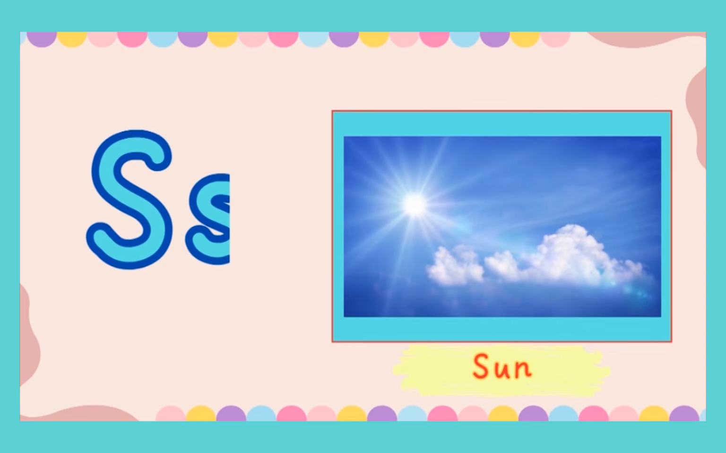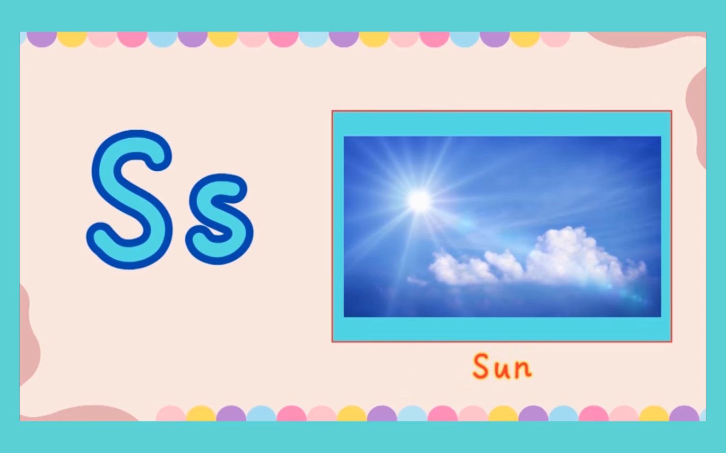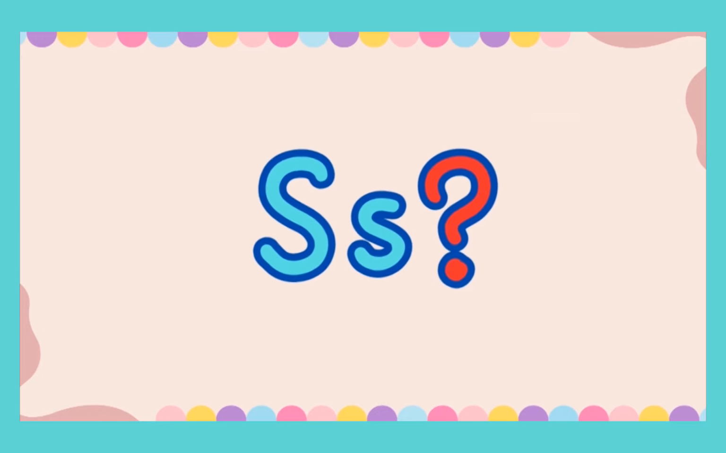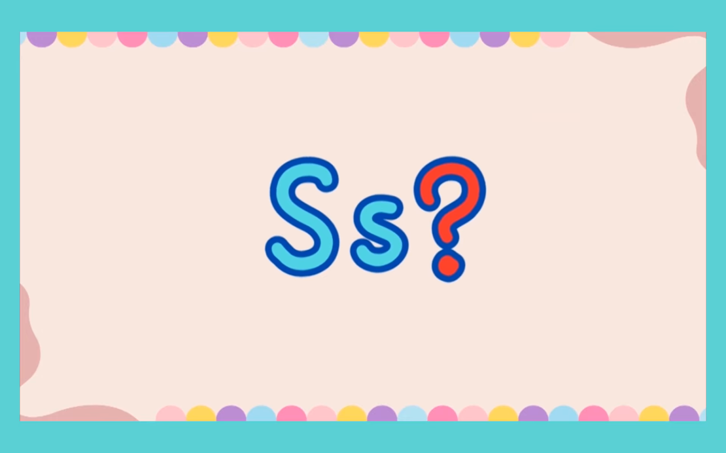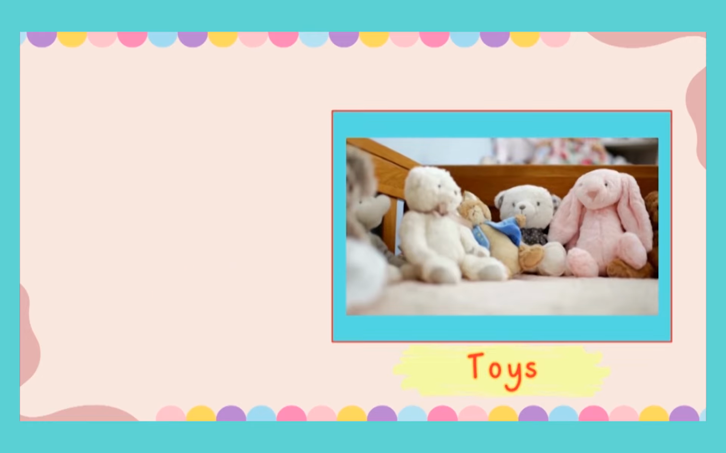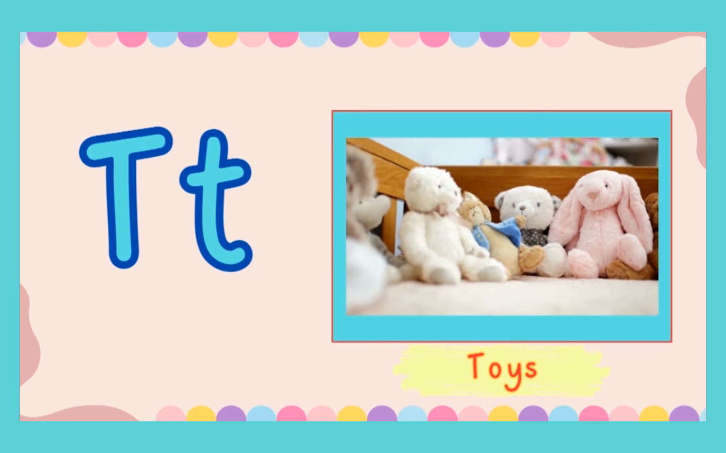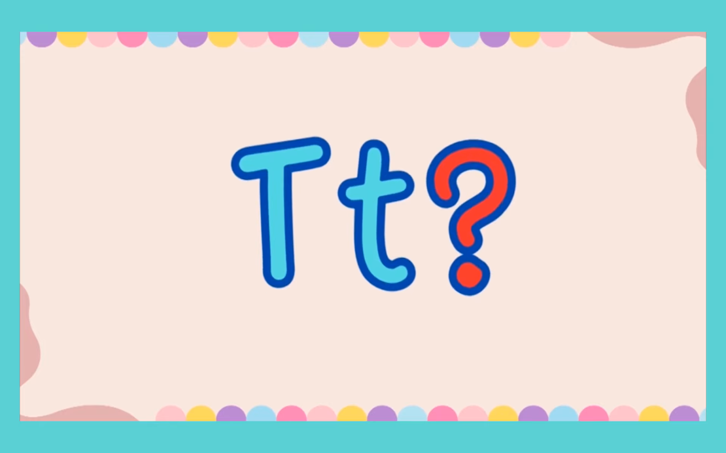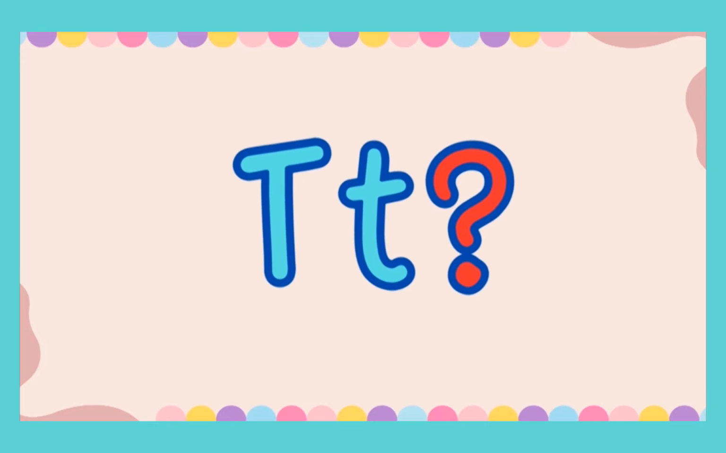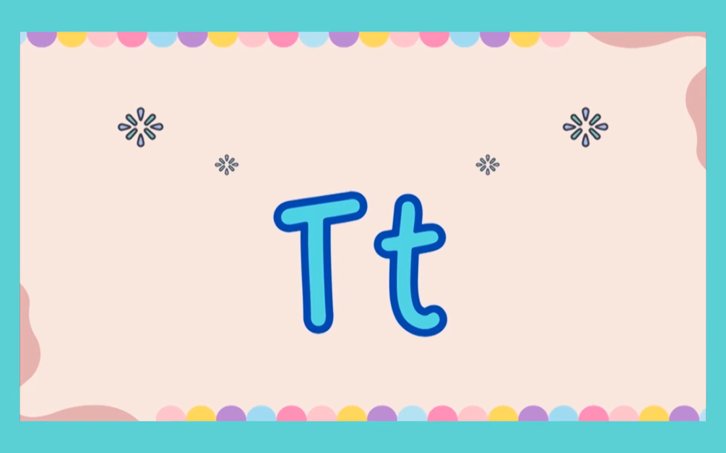This is letter S, and S is for sun. What letter is this? S. Very good. This is letter T, and T is for toys. What letter is this? T. Very good.